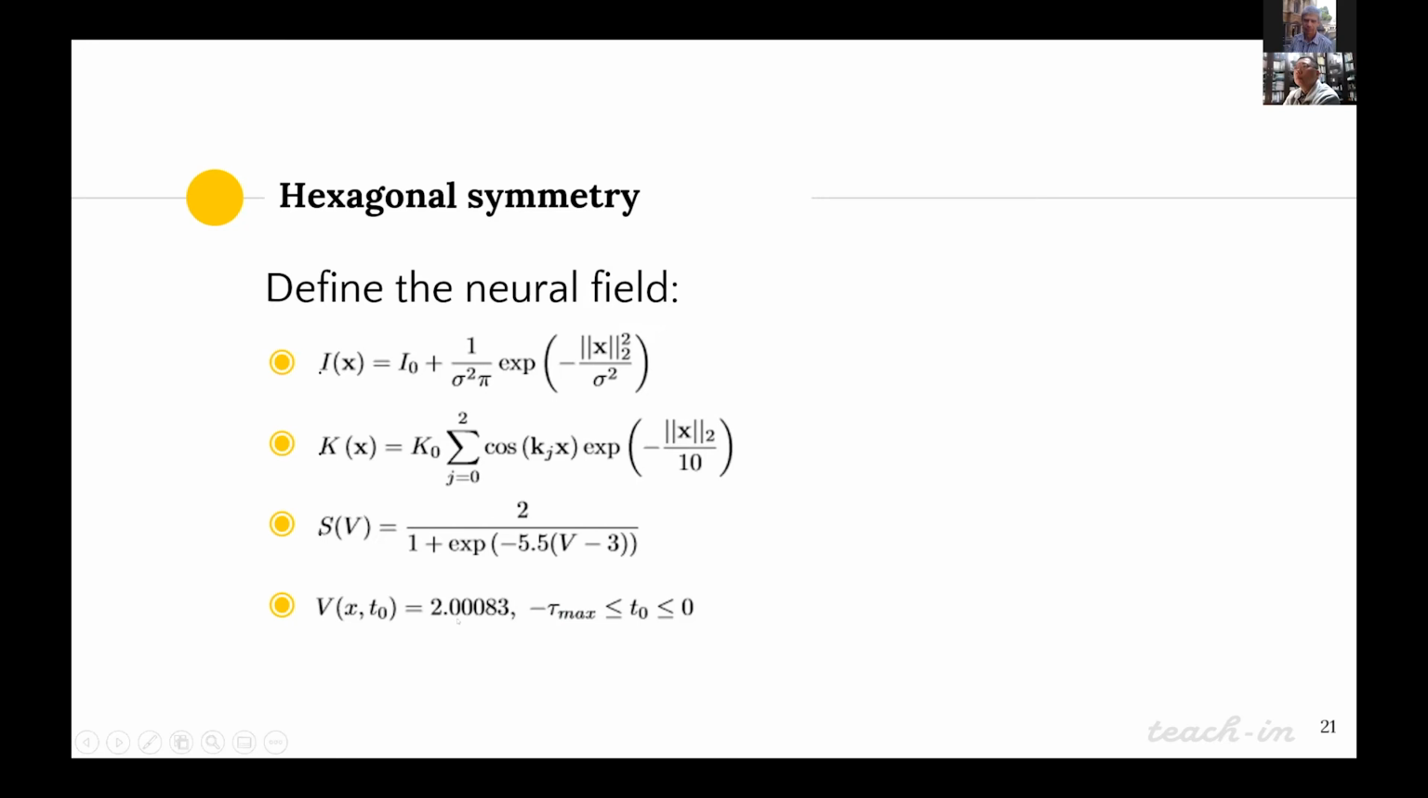We say that this value is the resting value of the field, and it's very important that in this case we are considering delay. So the initial condition is given in the time interval of minus tau max to 0, where tau max is the maximal value of the delay. So the maximal value, as you can imagine, depends on the size of the domain and on the propagation speed.